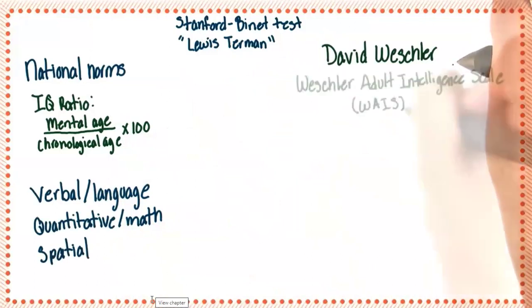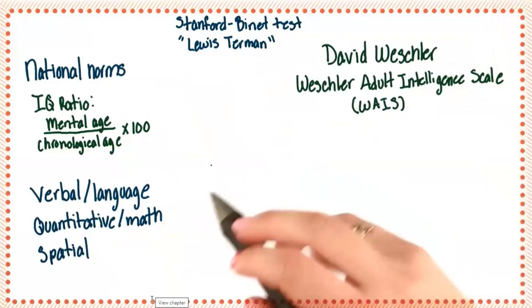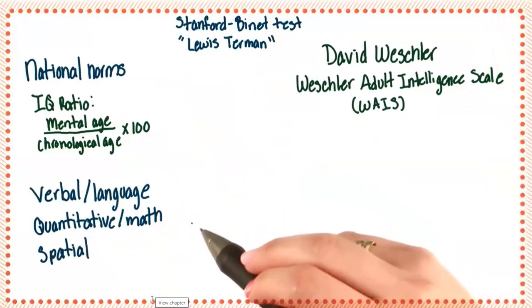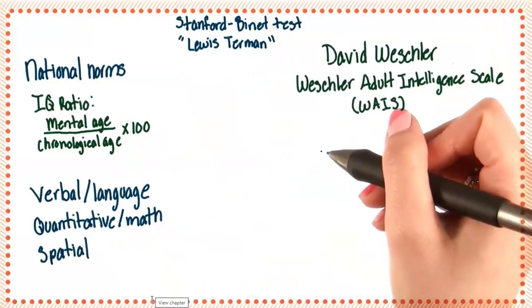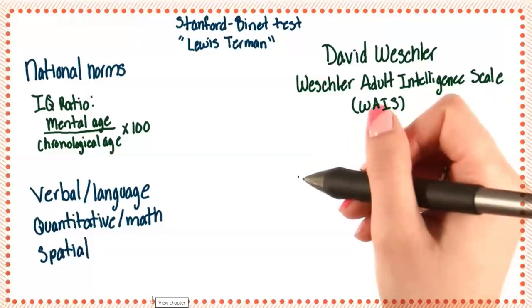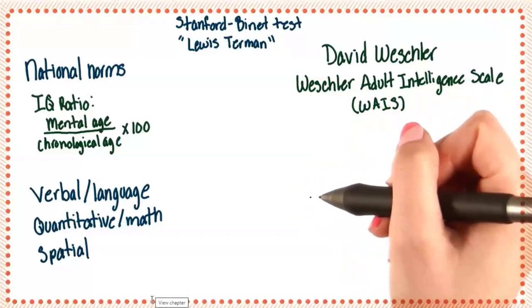David Weschler solved this problem by creating a test of intelligence for adults called the Weschler Adult Intelligence Scale. This looked at the same domains as the Stanford Binet test. This test asked questions that were more adult appropriate. For example, why do individuals buy automobile insurance? Or, in what ways are boats and trains the same?